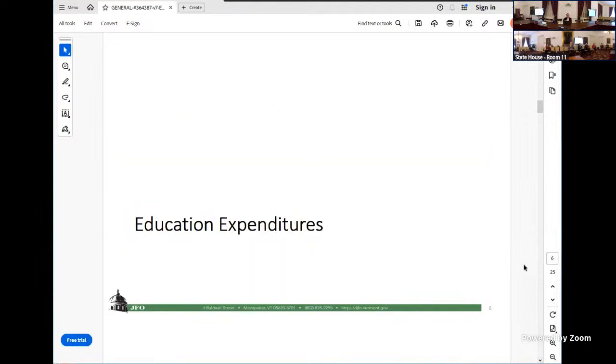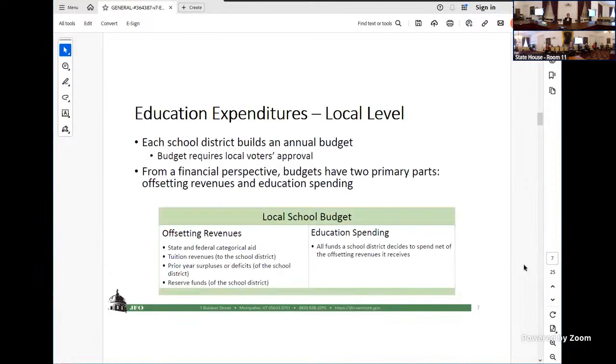So that's high level, sort of level setting. What is the world that we're talking about? But moving into education expenditures. Again, we're talking about the statewide education fund. So the first piece that I think is helpful to think about is local level education expenditures.